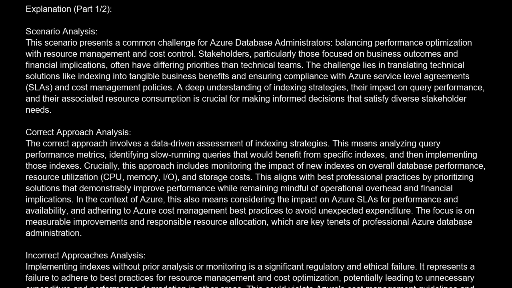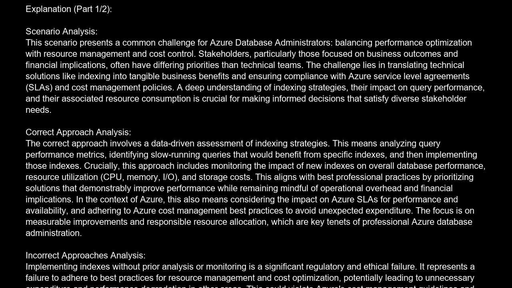Explanation. Scenario analysis. This scenario presents a common challenge for Azure database administrators, balancing performance optimization with resource management and cost control. Stakeholders, particularly those focused on business outcomes and financial implications, often have differing priorities than technical teams. The challenge lies in translating technical solutions like indexing into tangible business benefits and ensuring compliance with Azure Service Level Agreements, SLAs, and cost management policies. A deep understanding of indexing strategies, their impact on query performance, and their associated resource consumption is crucial for making informed decisions that satisfy diverse stakeholder needs.